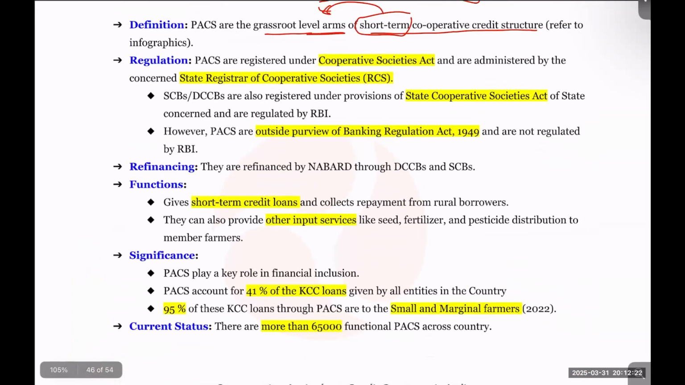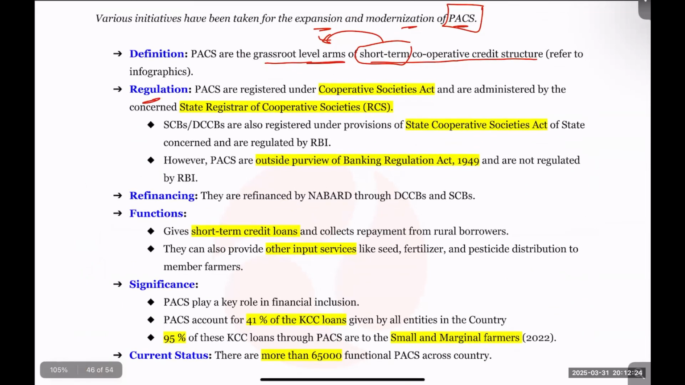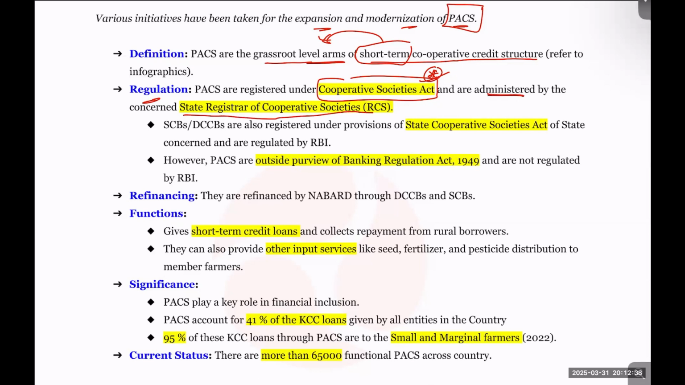Now, regulation. Who regulates this? It is registered under the Cooperative Societies Act. You should remember this. This is one of the most important pieces of information. They are administered and registered by the State Registrar of Cooperative Societies, RCS. So in every state, one registrar will be there who will be responsible for registering these cooperative societies, and they will be functioning under him only. They are also registered under the provisions of the State Cooperative Societies Act.